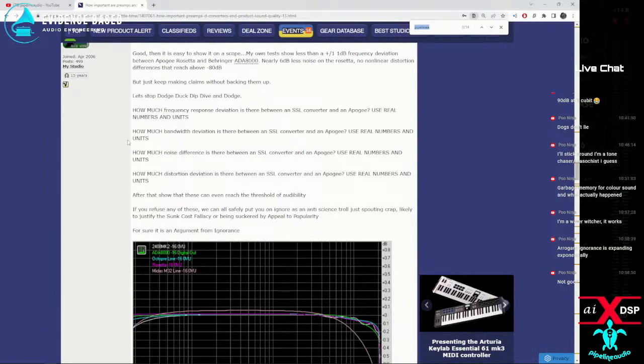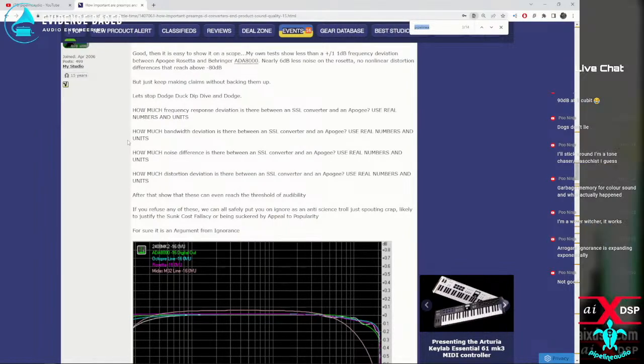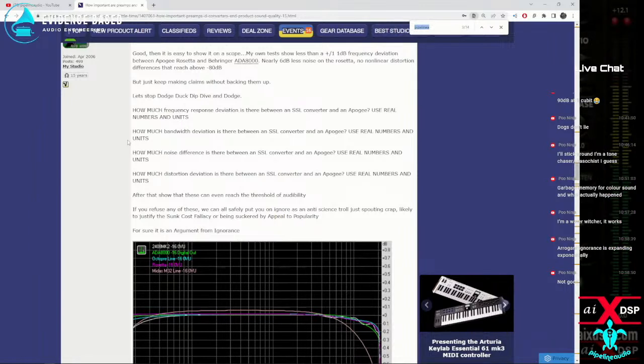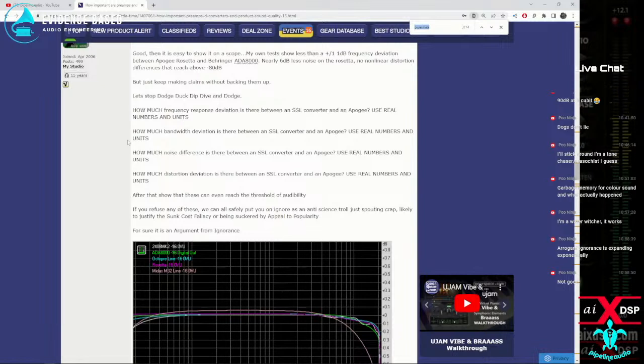But let's just keep making claims without backing them up. Let's stop the dodge, duck, dip, dive, and dodge. How much frequency response deviation is there between an SSL converter and Apogee? Use real numbers in units. They're not gonna. How much bandwidth deviation is there between an SSL converter and an Apogee? Use real numbers and units. How much noise difference is there between an SSL converter and an Apogee? Use real numbers and units. How much distortion deviation is there between an SSL converter and an Apogee? Use real numbers and units. After that, show that these can even reach the threshold of audibility.